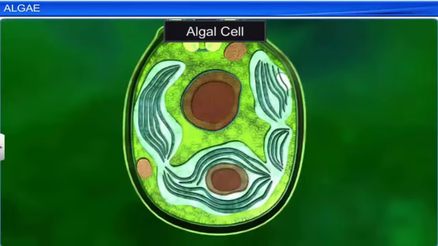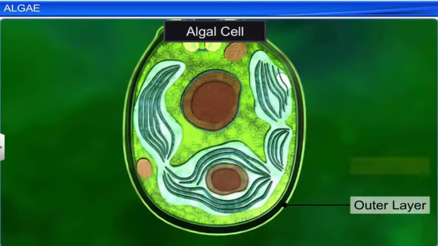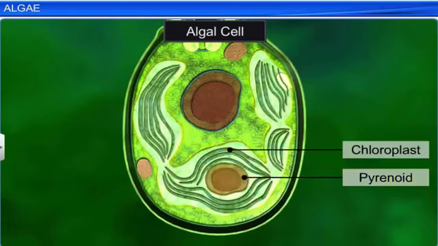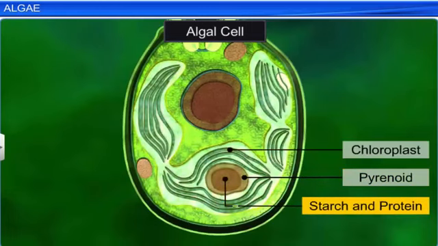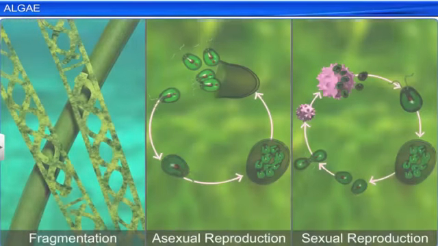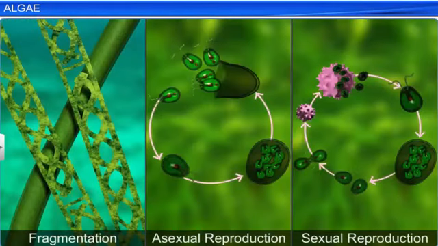Their cell wall is rigid, as the outer layer is made of pectose and the inner layer of cellulose. The cell has several chloroplasts that contain pyrenoids, structures that have starch and protein. In definite chloroplasts, you can find the localized pigments chlorophyll A and B that give the algae the color of green grass. Green algae can reproduce vegetatively through fragmentation and asexually by flagellated zoospores, as well as sexually.